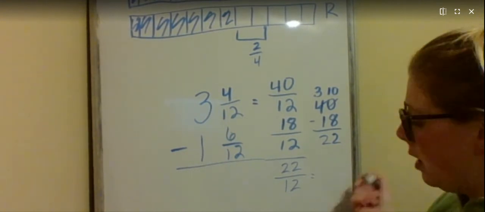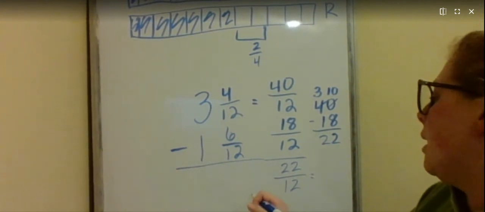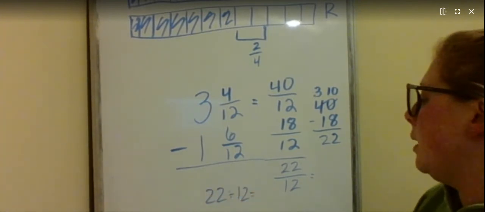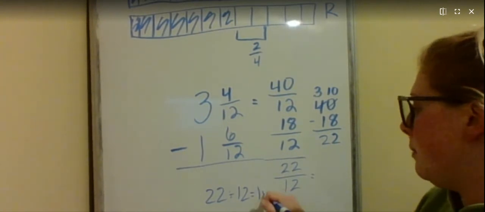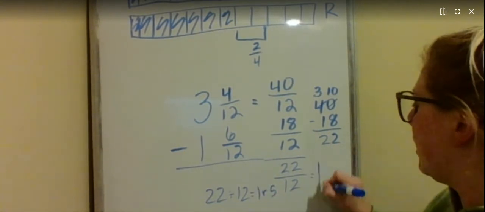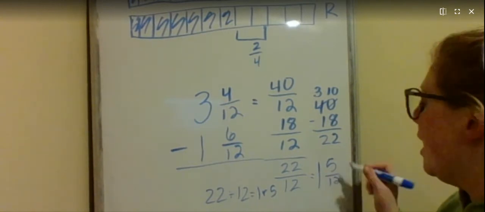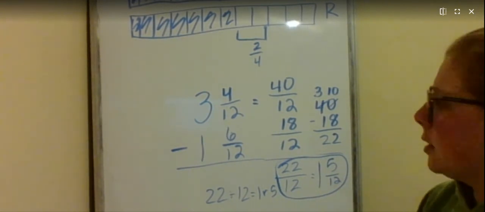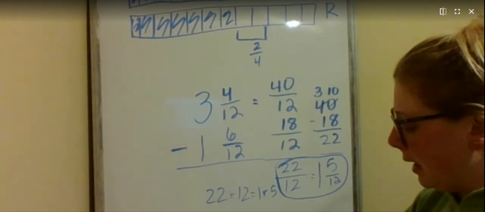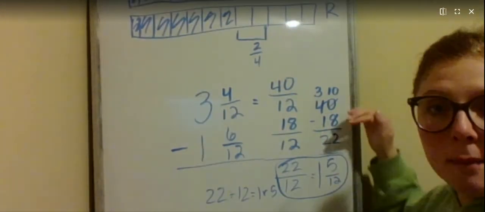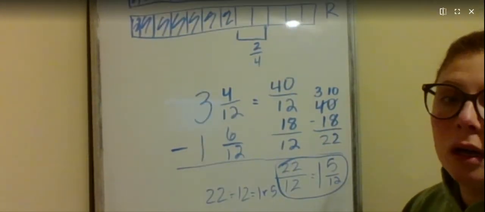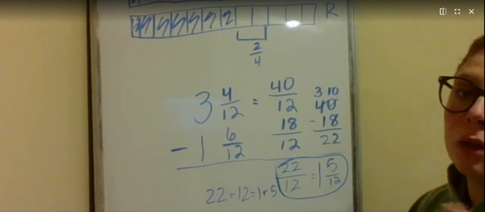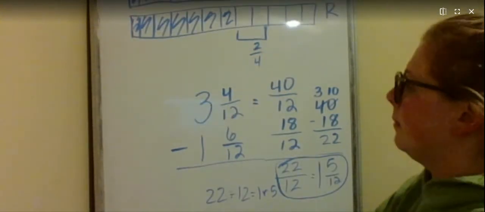I will accept either. And if I do this, 22 divided by 12 would get me 1 whole with a remainder of 10, so it could be 1 whole and 5/12 after simplifying the remainder. Again, I will accept either of those answers. All right, let's do a few more. I think when you rename both of them, it's going to be easier for you guys. So I'll do one more where I'm just renaming the first one, and then I'll do 2 more renaming both.